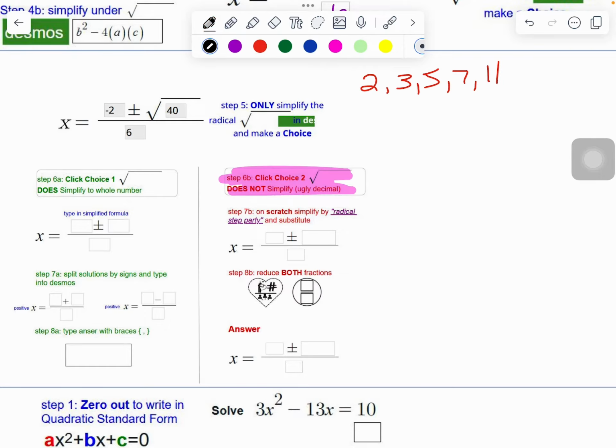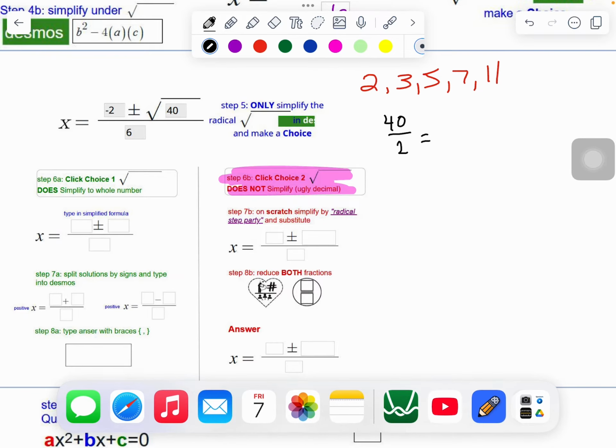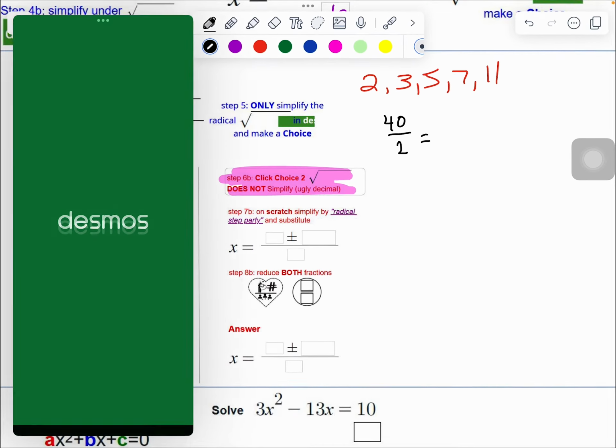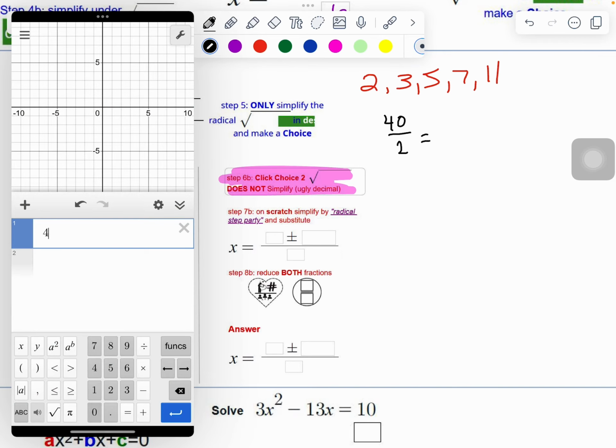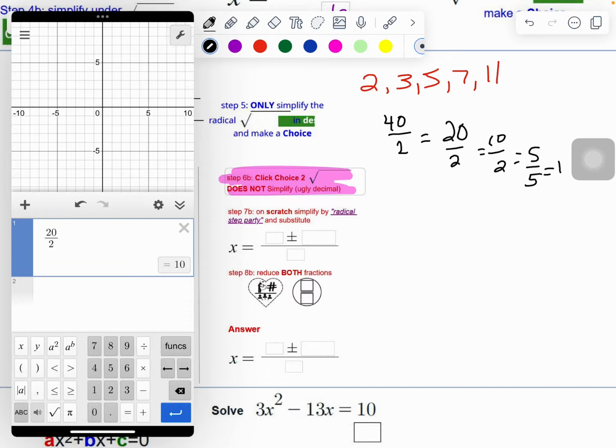So I'm going to start with 40, and we're going to divide by 2. And so I'm going to pull up my calculator again. And we have 40 divided by 2 is 20. And then I'm going to divide that by 2, and I get 10. And then I'm going to divide that by 2, and I get 5. I'm just going to go with 5, and then the only thing that's going to work on this is 5, and then that's when I get my 1.